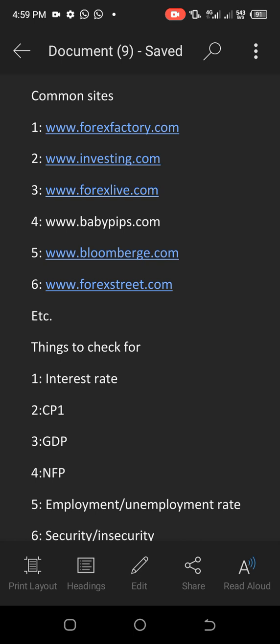What do you need to know? It means there is a drop in the welfare of the economy. So security and insecurity is also part of it. Now most persons will say, why do you like security or insecurity? How does security affect the economy?